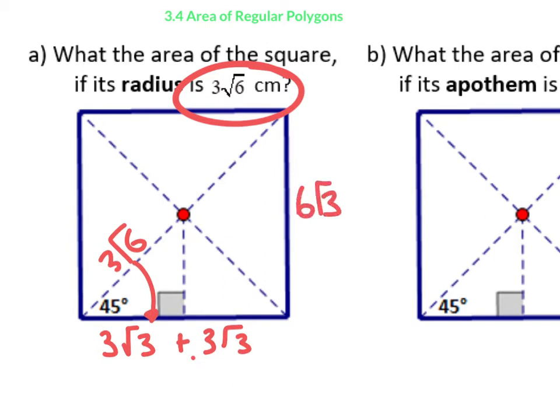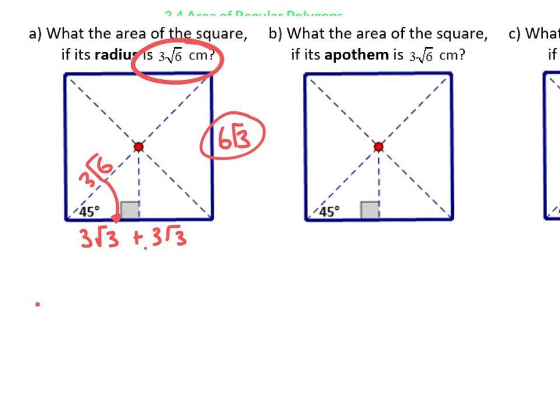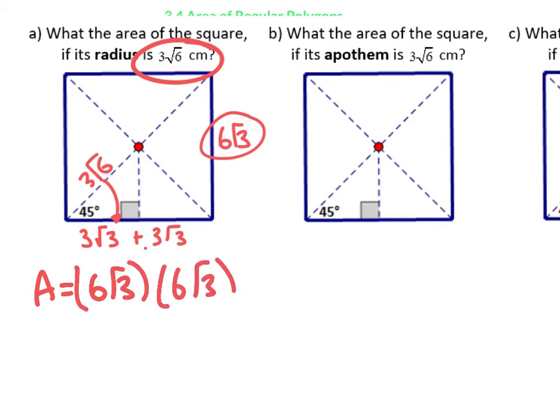Now, I could use the 1/2 the apothem times the perimeter, but in the case of a square, why would I do that when I could just say, quite simply, that the area of my square would be 6√3 times 6√3. And in doing so, I get 36 square root of 9, which, as you know, simplifies out to 108 centimeters squared. Let's move along.